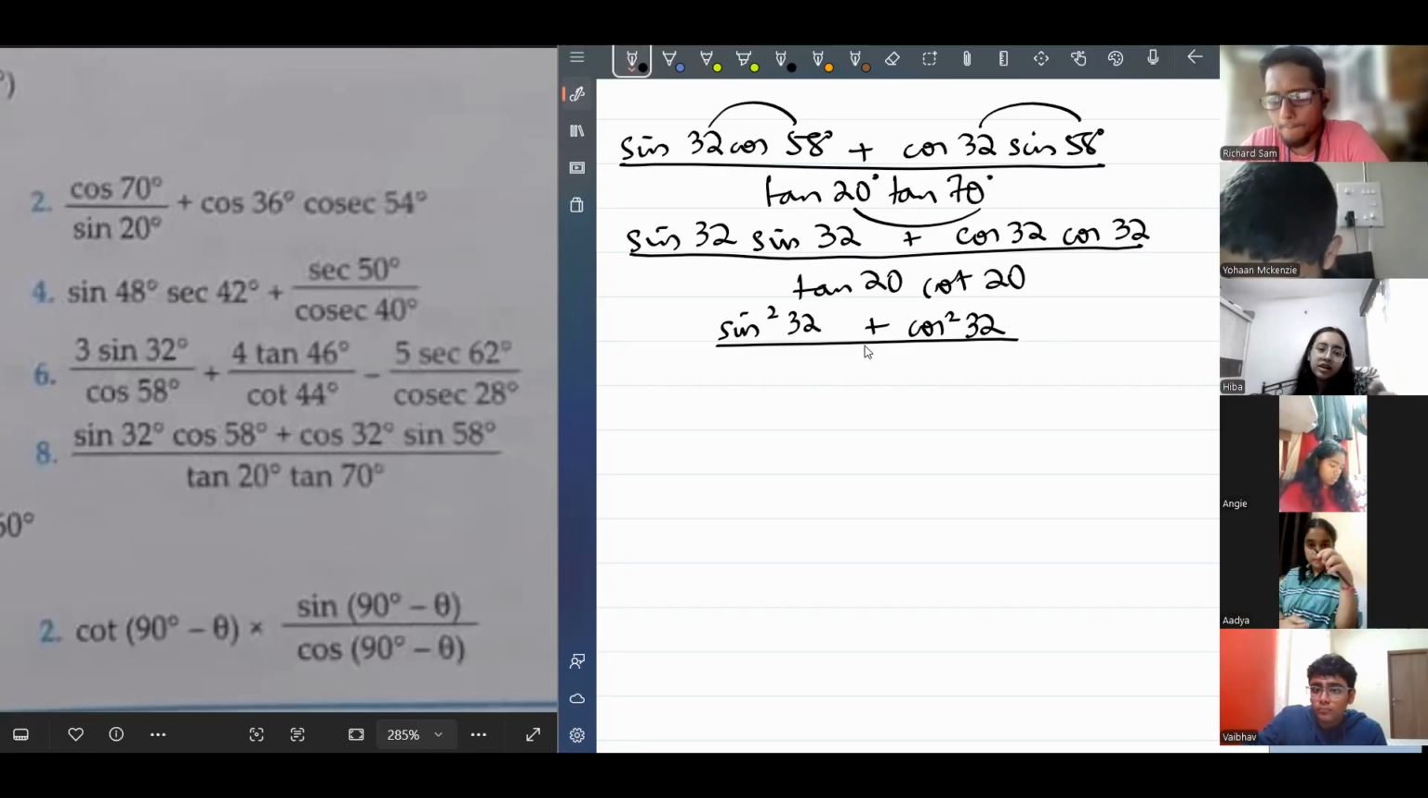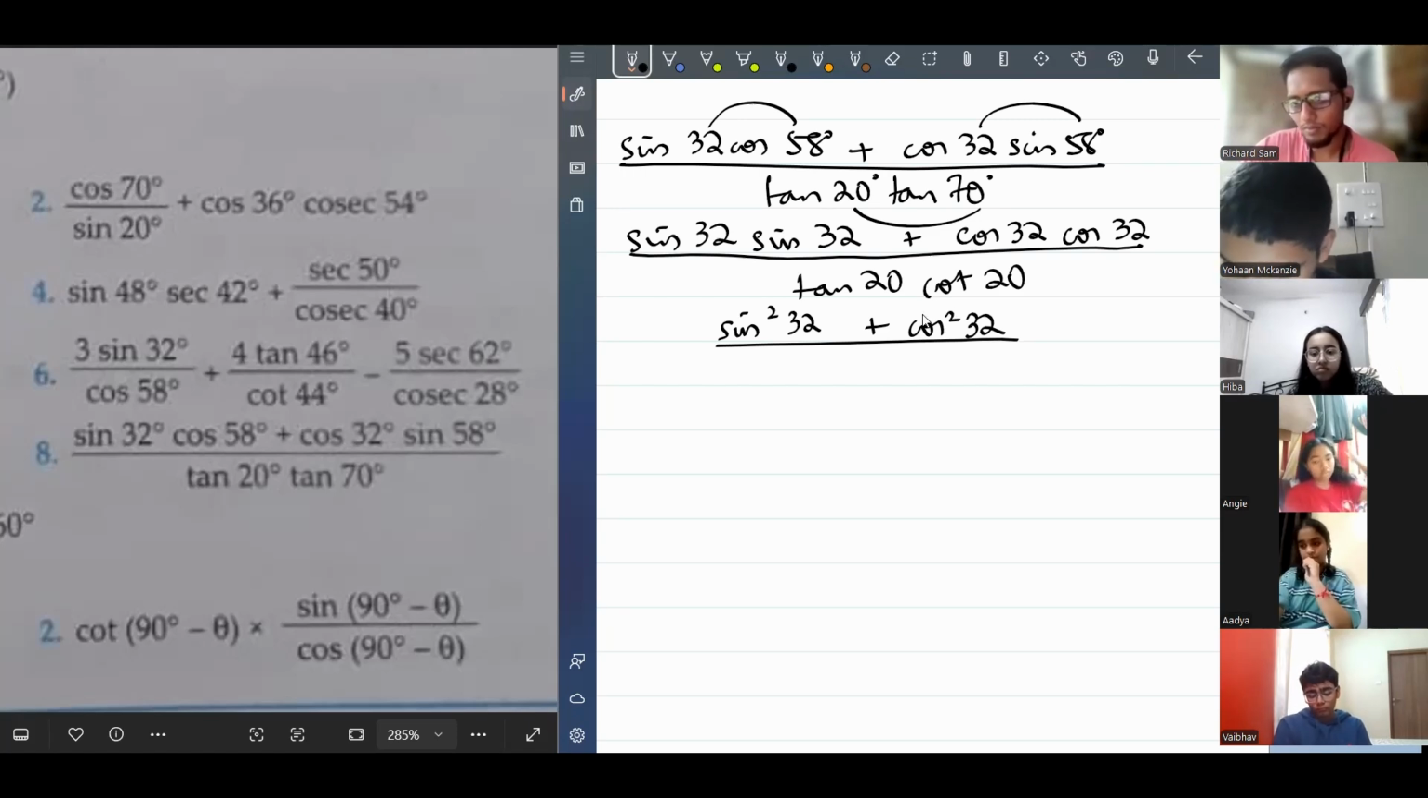After this, like our teacher in our school, she told us that if it is sine square or cos square with any number, it will be equal to 1. Okay, yeah. So that's what I have to teach you next. So here we have come to this point, sine square 32 plus cos square 32, and we don't know what to do unless you have learned it in school.